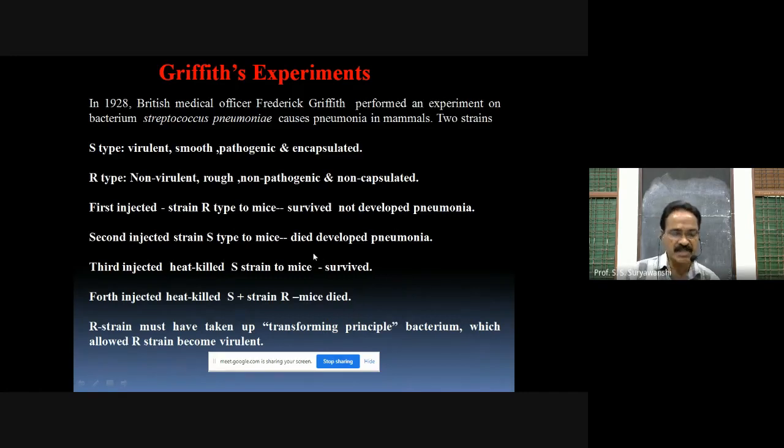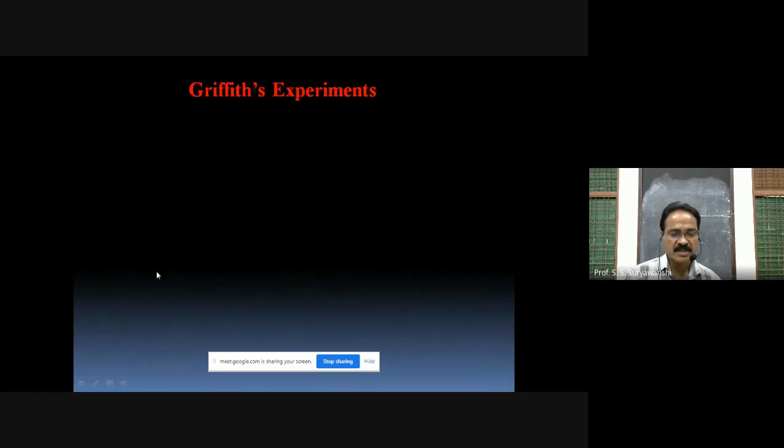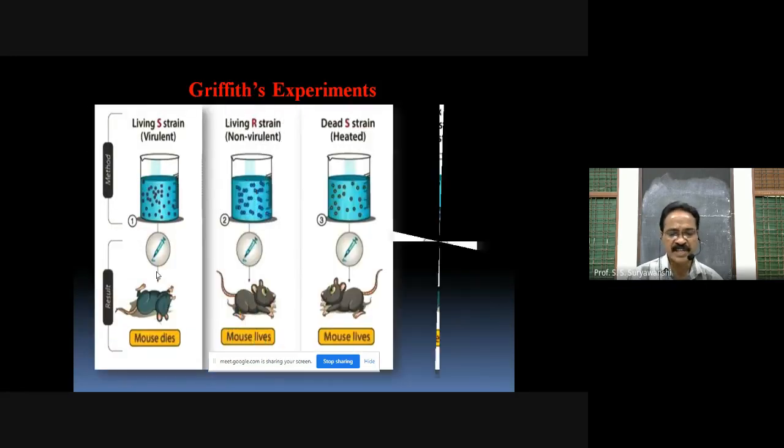In this way, this Griffith experiment may be asked in the exam. It may be for 3 marks, and you must know all the things which we have studied. It is very simple, but you have to remember these 3 things: the name of the bacterium, S type, R type, and the steps he followed. You must remember. So in this way, this is all about the Griffith experiment.